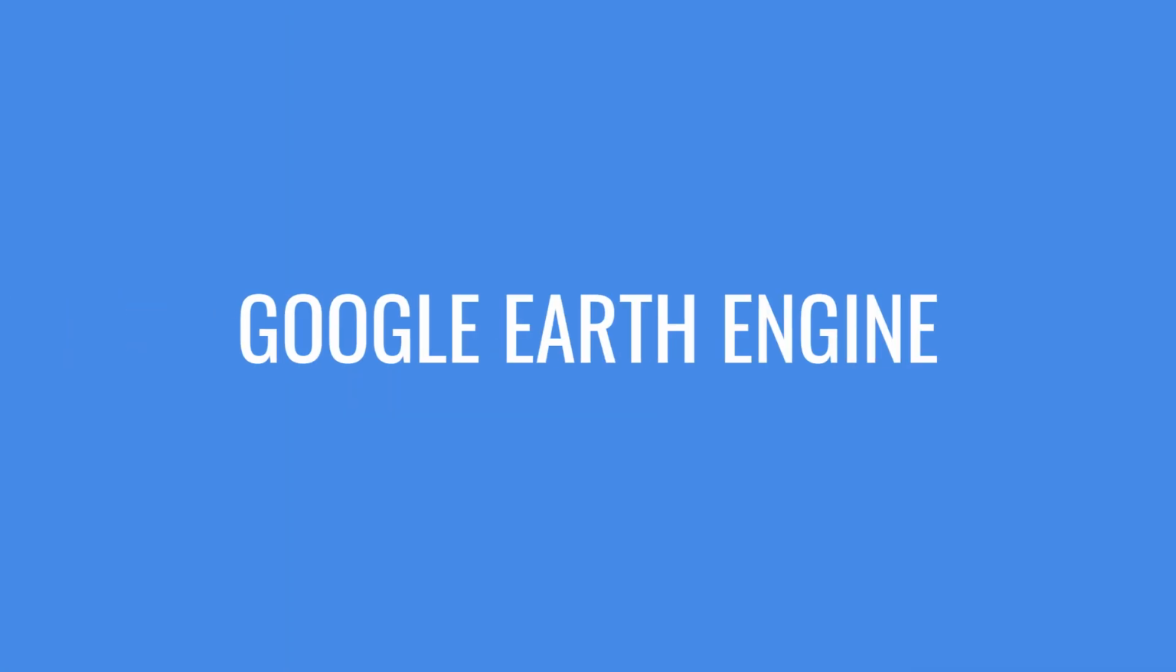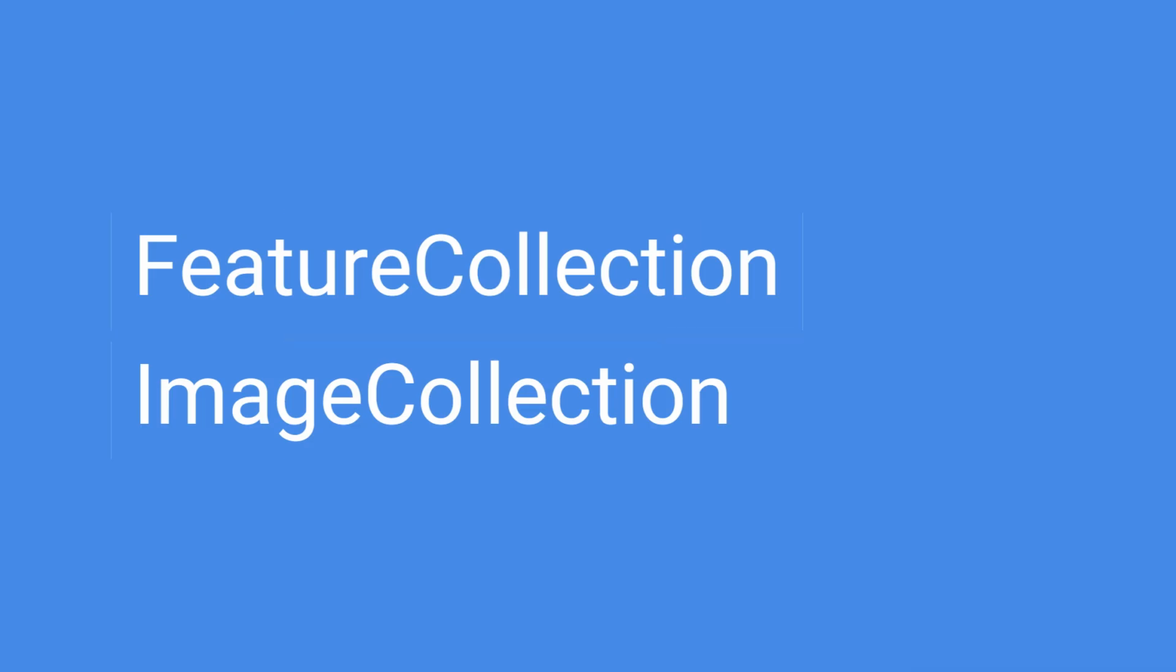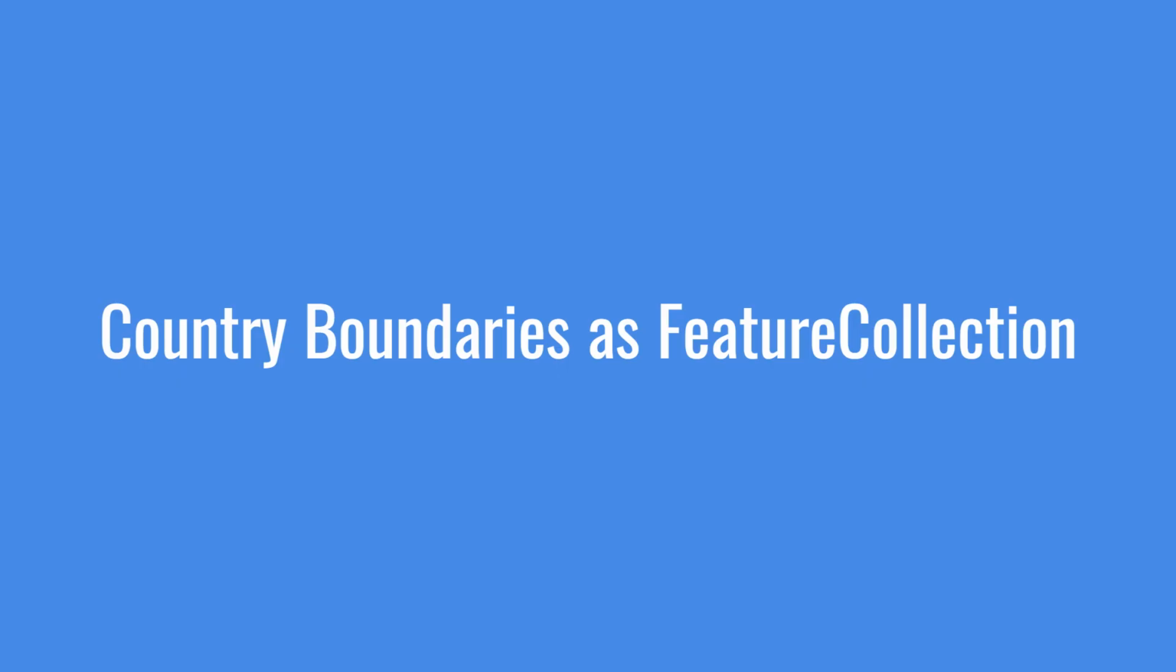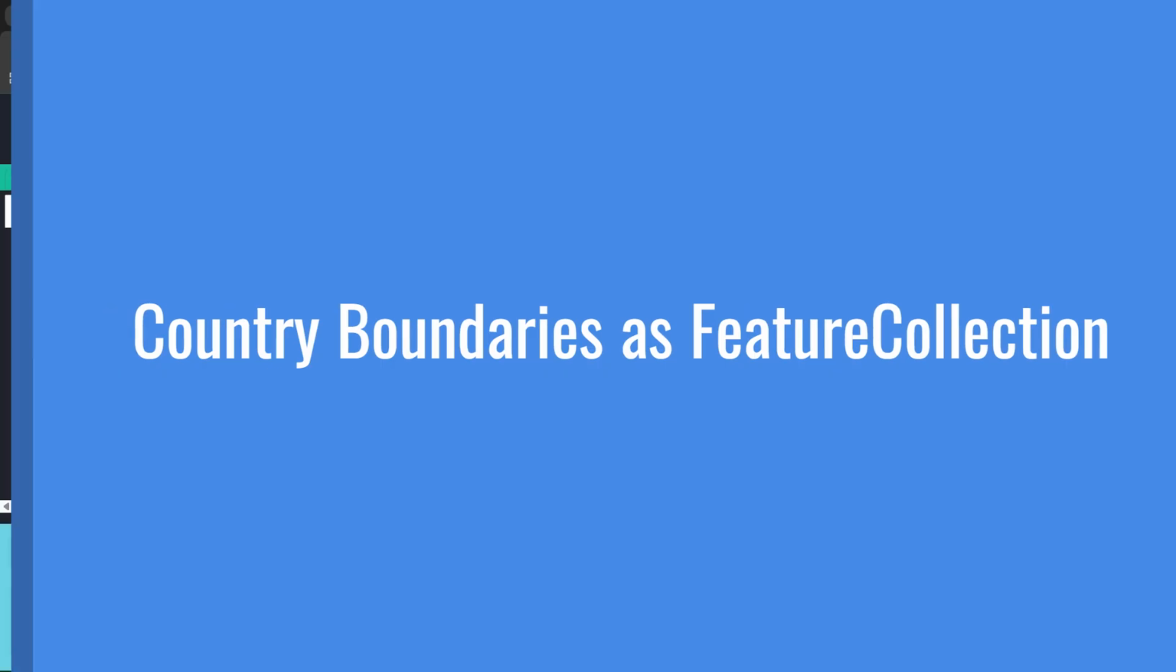If you are learning Google Earth Engine, you've probably seen two data types everywhere: feature collection and image collection. But many beginners struggle to understand what the real difference is. For example, why does Landsat data come as an image collection? Why are country boundaries stored as a feature collection? And why do some Earth Engine functions work for one but not the other?